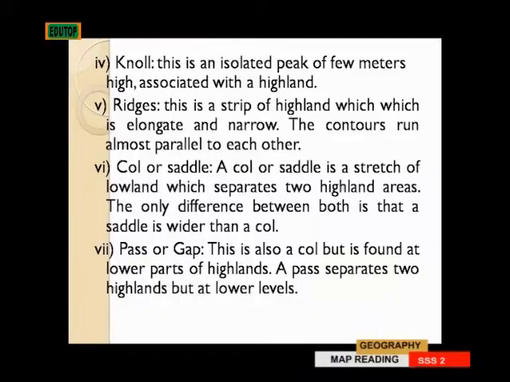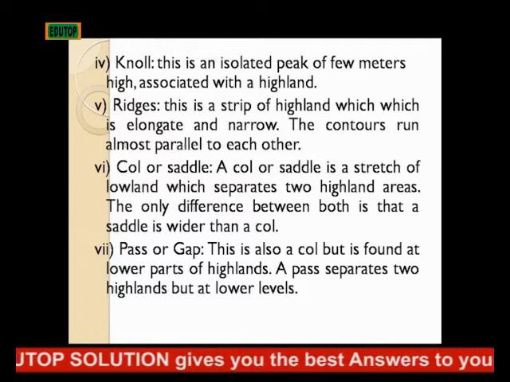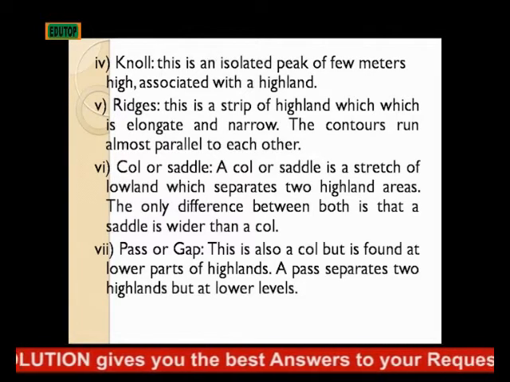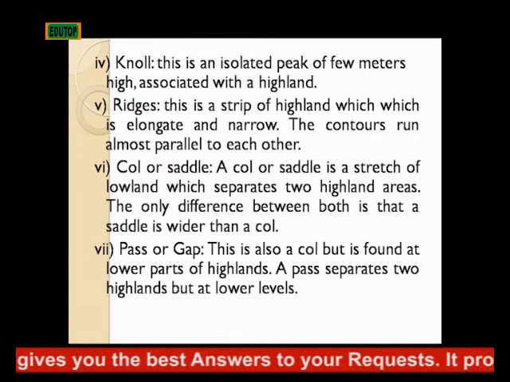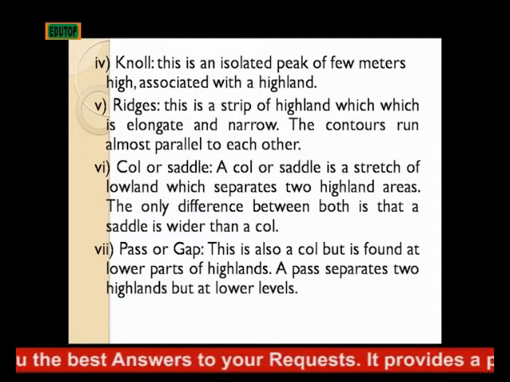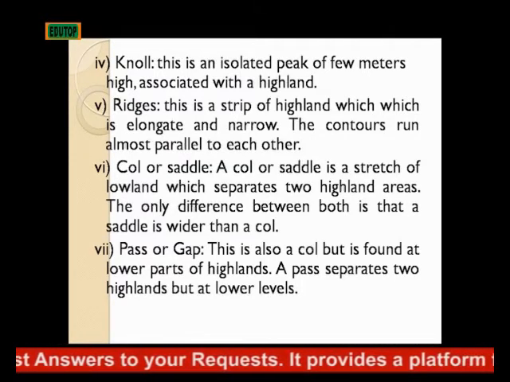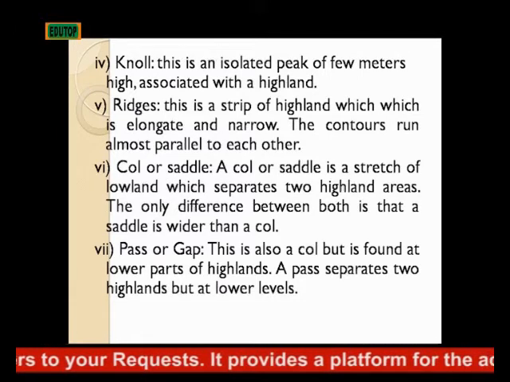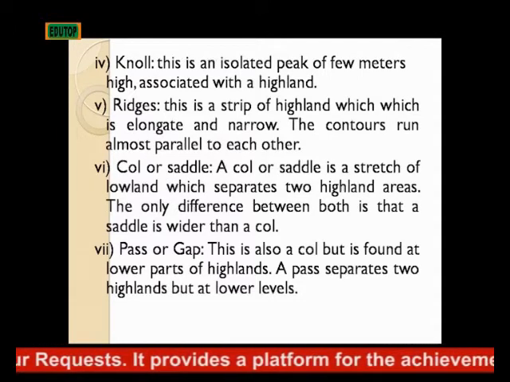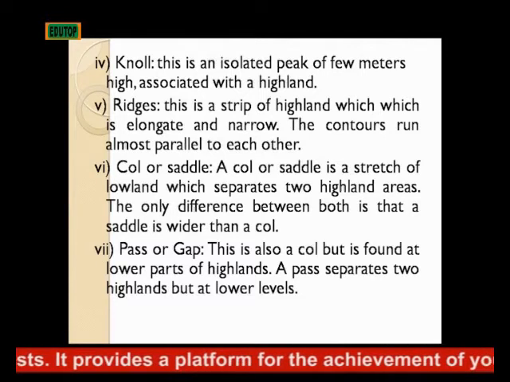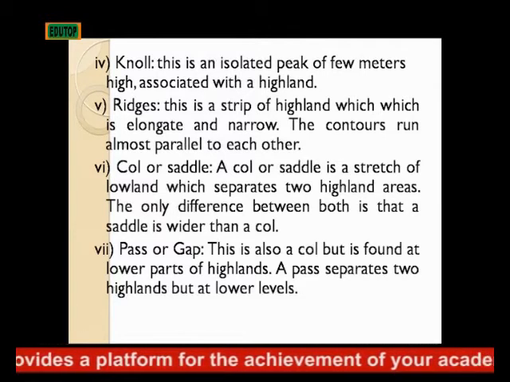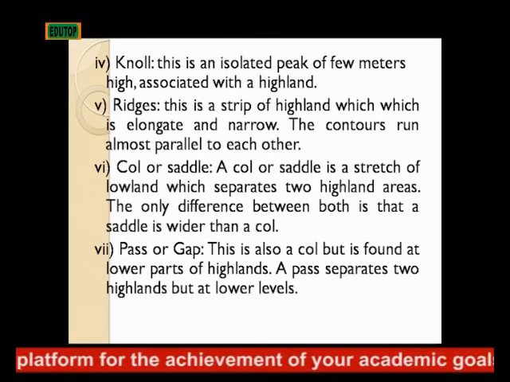We also have knoll. Knoll is an isolated peak a few meters high associated usually with highland. Ridges is another way, and it is a strip of highland which is elongate and narrow. The contours run here almost parallel to each other.